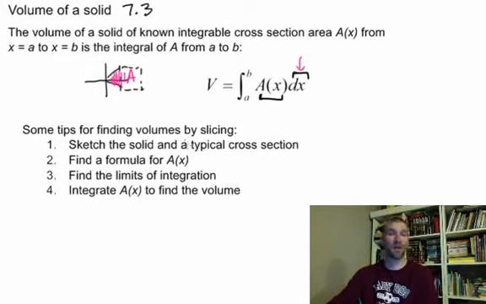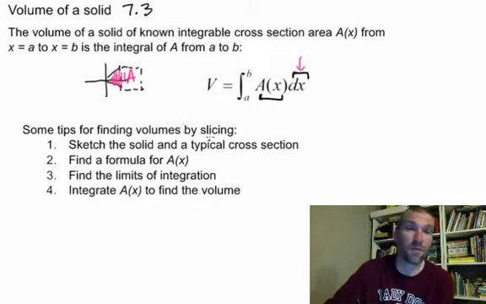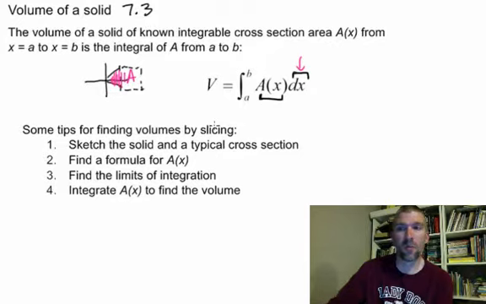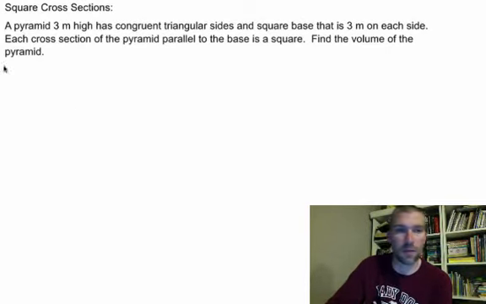So some tips for finding volumes by doing this little slicing method is to find a formula for the area. Sketch out what your graph might look like. Find the limits, so where you are starting and stopping, and then integrate it. And if you're one of my students, you have total permission now to use the calculator to help you. We did our test previously with integration. If you're not one of my students, then you will need to go ahead and show all your different steps. So let's look at one.